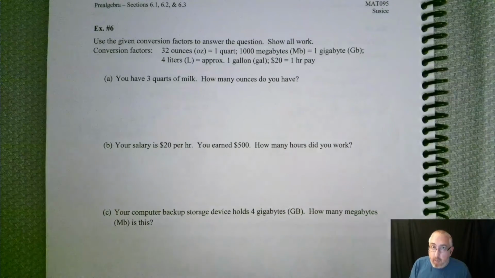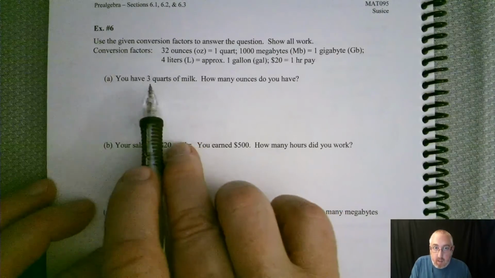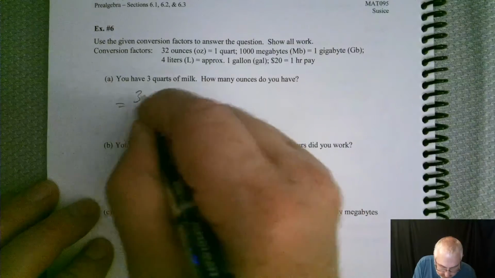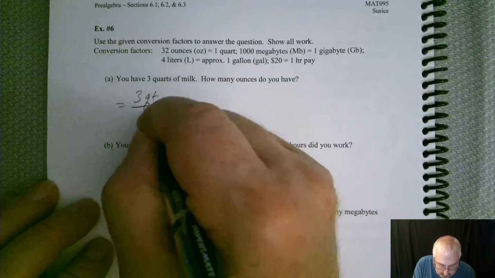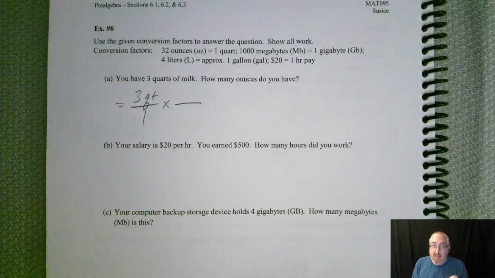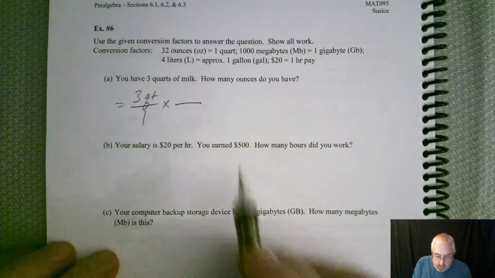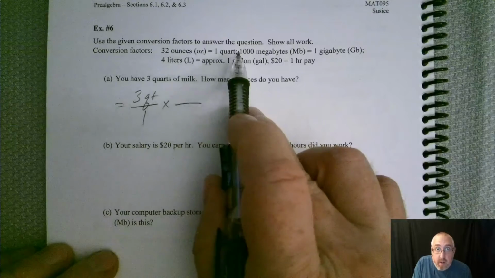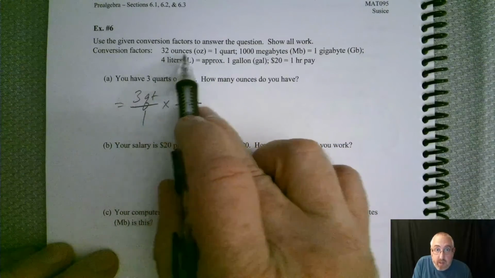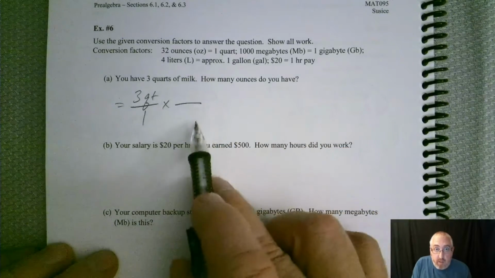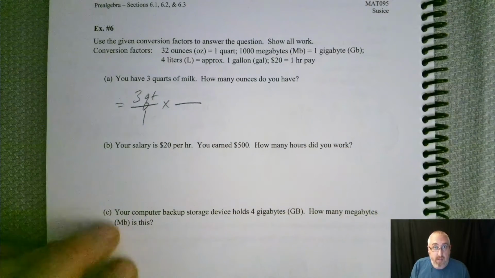So what's our starting point? What should I start writing right off the bat? It's all based off of this given information, 3 quarts. So if I say 3 QT, I put it over 1. I'm going to want to multiply it by something that gets those quarts to cancel out. So that is going to have to be this conversion factor here. So I need to write 32 ounces someplace, and I need to write the 1 quart someplace. So where do I write those in order to get those units to cancel?